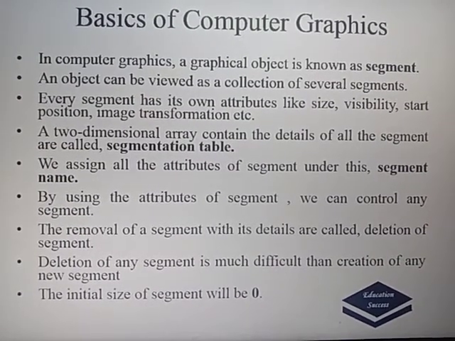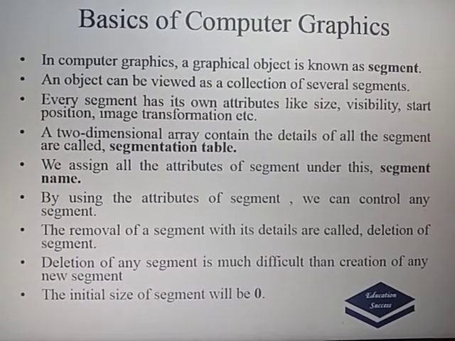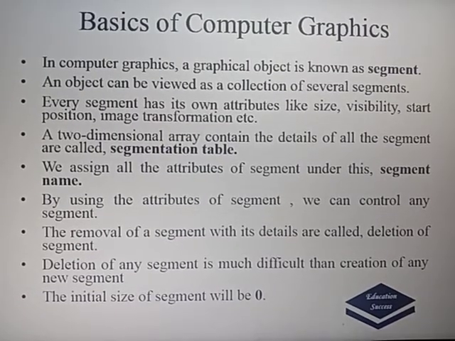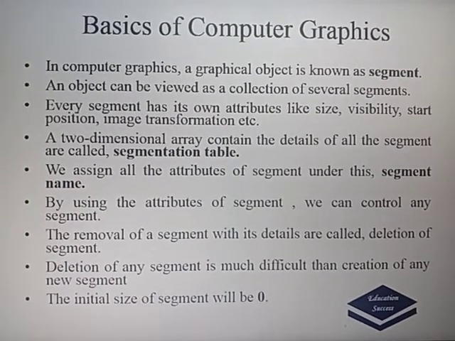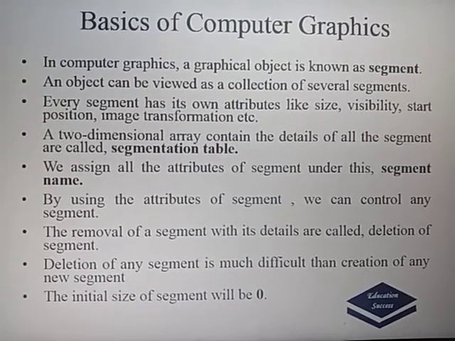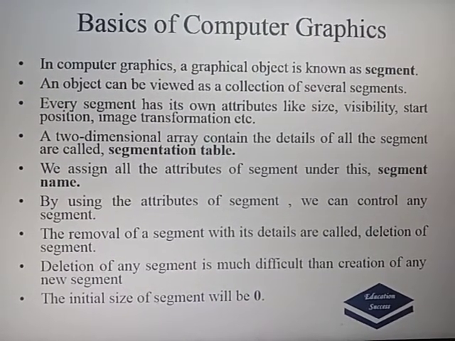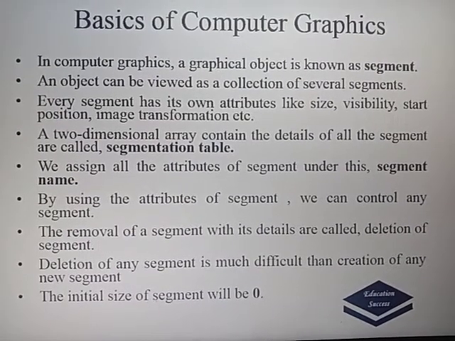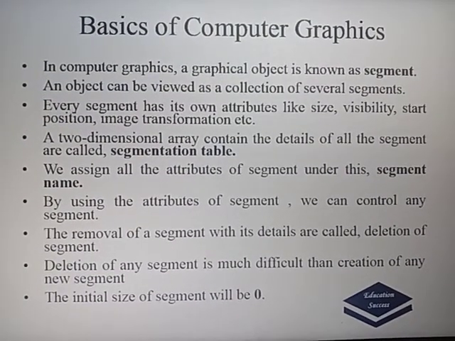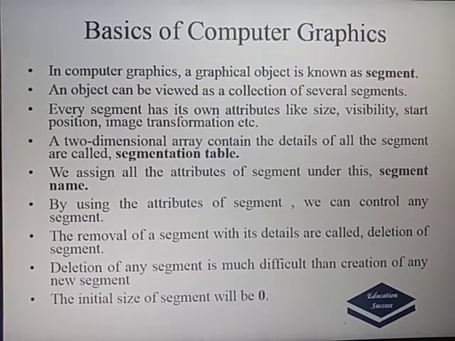A two-dimensional array that contains the details of all the segments is called the segmentation table. We assign all the attributes of a segment under this segment name. By using the attributes of a segment, we can control any segment.